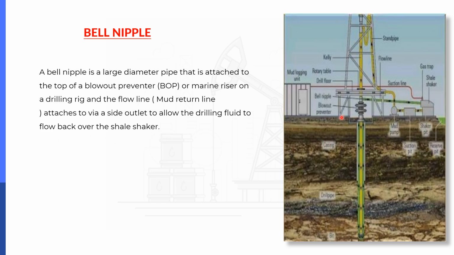So from the bell nipple, there is a line connected, that is a flow line, which means the mud return line, and this mud return line goes to the shale shaker to carry the return cuttings from the bottom of the well. The drill cuttings go through the annulus to the bell nipple, a large diameter pipe, and the mud return line, also called the flow line, goes to the shale shaker for further solid control treatment.